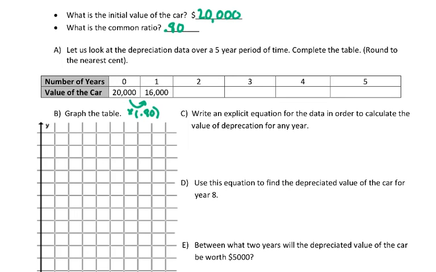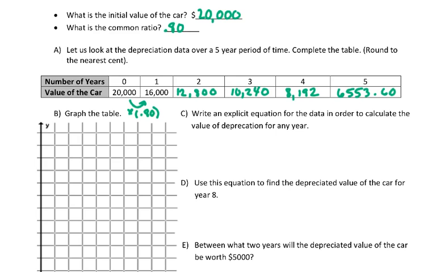Okay, so getting the numbers from our calculator, we should get $12,800 for 2 years, $10,240 for 3 years, $8,192 for 4, and then $6,553.60. I like to put it like dollars and cents there. So that was one way you could generate this.